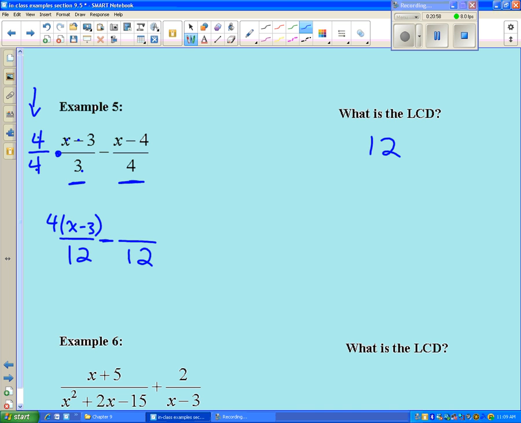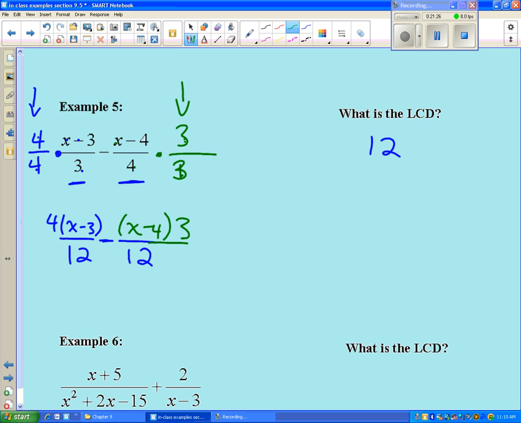I then have subtract. And over here, again, I need to do the same thing. I need to have a common denominator of 12. 4 times what is 12? Well, that's 4 times 3. So this, again, has to be the number 1. So it's 3 over 3. x minus 4 times 3 is going to be x minus 4 times 3.